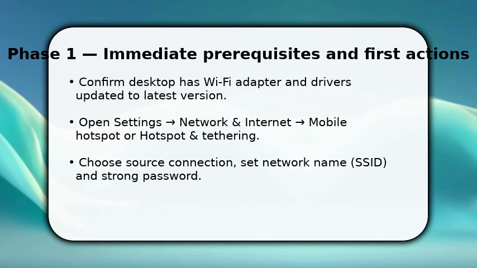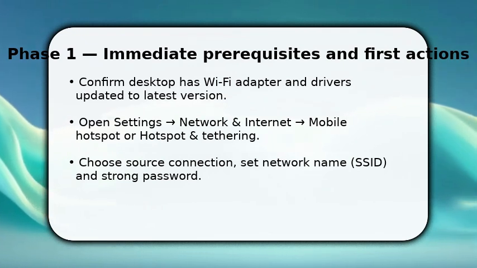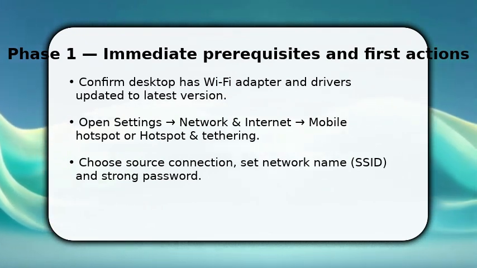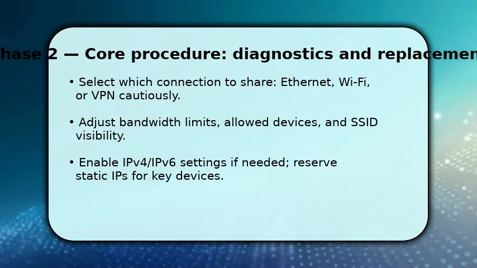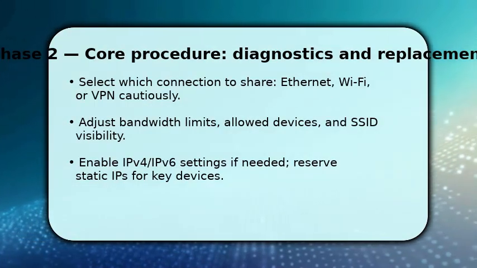Make sure you pick WPA2 or WPA3 when available. This prevents open access and keeps traffic private. Now you configure the sharing details to control performance and access.